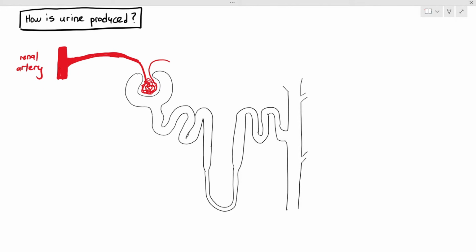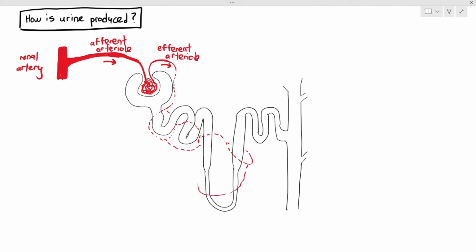Now, the first arteriole, as it is going towards the Bowman's capsule, is called the afferent arteriole. It will go towards the mouth of the Bowman's capsule and form a kind of coiled-like structure. And then it comes out of the Bowman's capsule and it's called the efferent arteriole. And from the efferent arteriole, I'm drawing out these dotted lines. Normally those dotted lines represent blood capillaries.